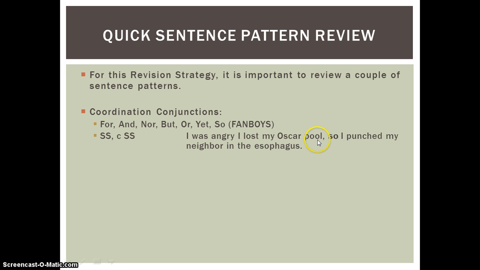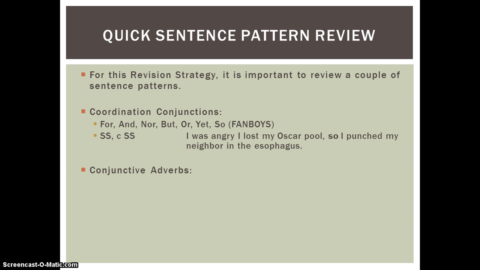I was angry, I lost my Oscar pool. That can stand on its own as a sentence. I punched my neighbor in the esophagus. Again, can stand on its own as a sentence. But we're using these coordinating conjunctions, and these are the only coordinating conjunctions that exist, to separate them, and we put a comma before that. So that one we remember.